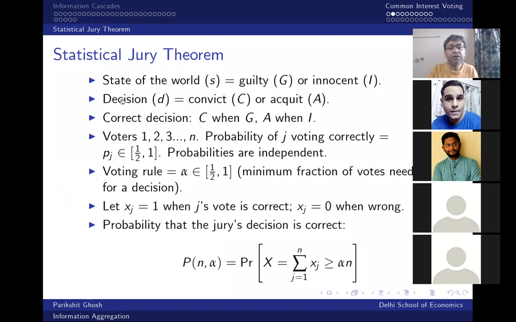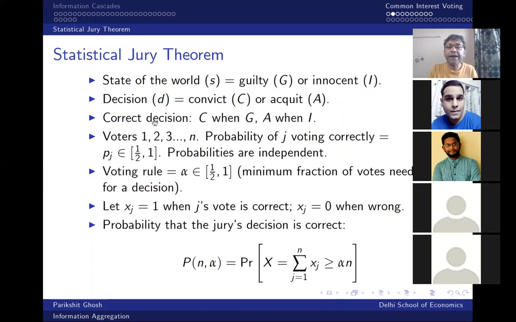Now, using the metaphor, we have a state of the world, as in all the models we have discussed so far. The state of the world is either guilty or innocent, denoted by G or I. One has to take a decision D, which can take two values, convict C or acquit A. So binary state of the world, binary decision.